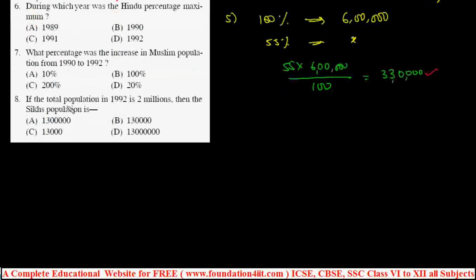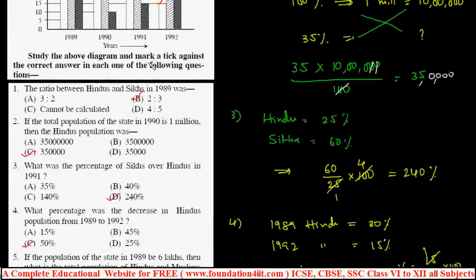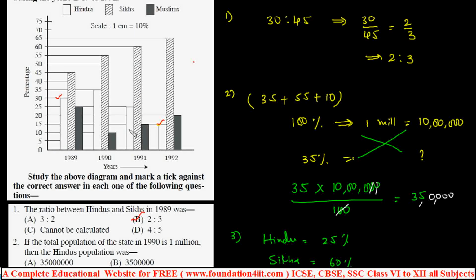And question number 6 here. The straight question. During which year was the Hindus percentage maximum? Yeah, maximum directly by this, 1990. Because Hindus maximum, by observing this, Hindus maximum is here only, right? 35. In 1990 only it's the maximum Hindus.